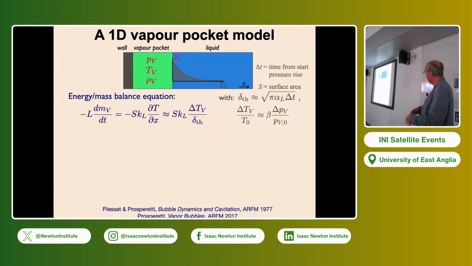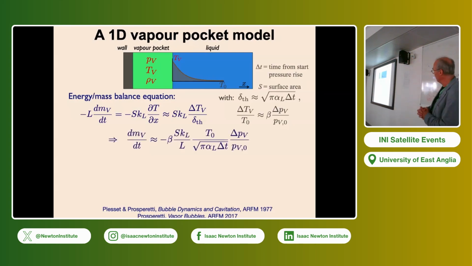But if we estimate the temperature gradient in the liquid as just the difference in temperature between the vapor and the liquid far away from the droplet, divided by some thermal boundary layer, the square root of pi times alpha L, the thermal diffusivity in the liquid, times the amount of time that the pressure rise in the vapor pocket exists, then we can write the mass change of the vapor bubble in the following way and express it by use of the linearized Clausius-Clapeyron relation. We can express it in the vapor pressure.